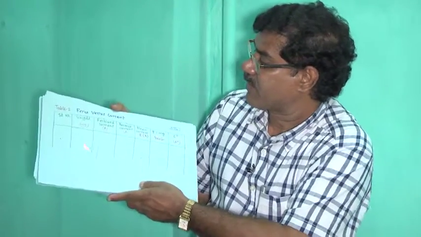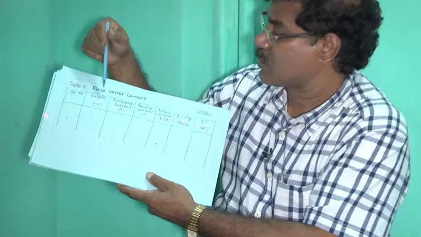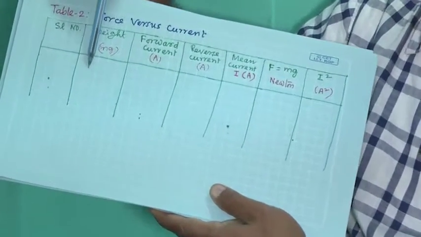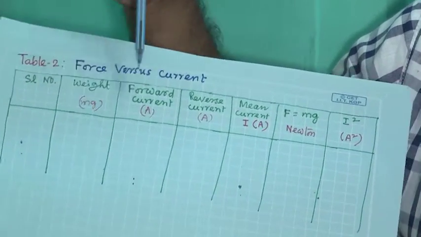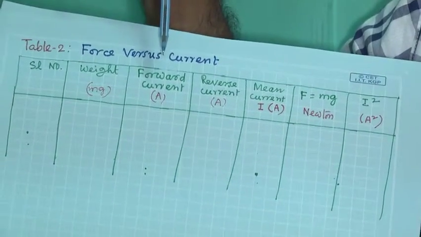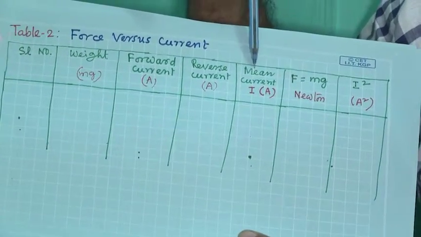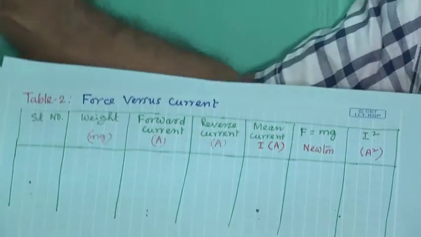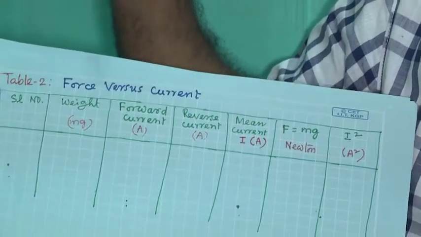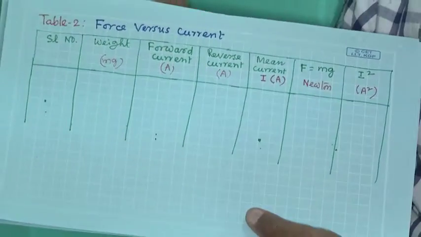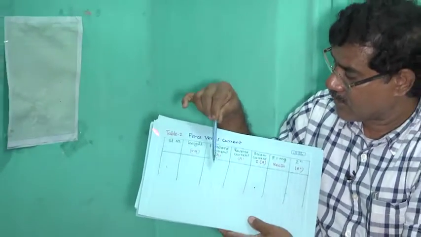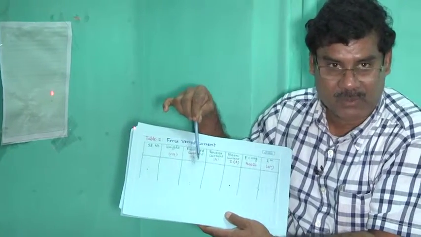Let me show you the table here. In this table you can see the serial number, and the weight I have put is 50 milligram. Then here I have written forward current, reverse current, forward current, reverse current. To bring it back, how much current I have to apply. If we take the forward current, then I have to write here 11.1.